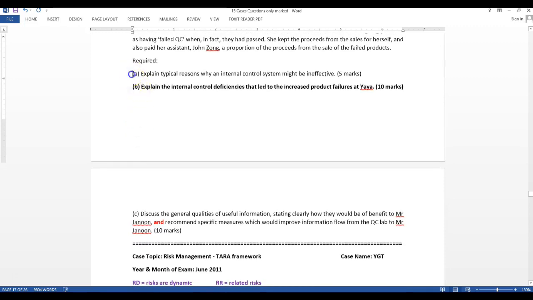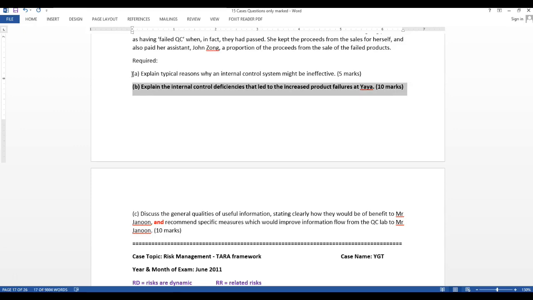So there are three requirements here, and we'll be discussing requirement B alone. Requirement A is: explain typical reasons why an internal control system might be ineffective. This is a very general question and it gives you only 5 marks. You just have to write 5 to 7 points on why an internal control system can be ineffective. There are plenty of points you can write, and since this question is not related to the case study, you can write any point from your textbook. So it's a very general kind of question.